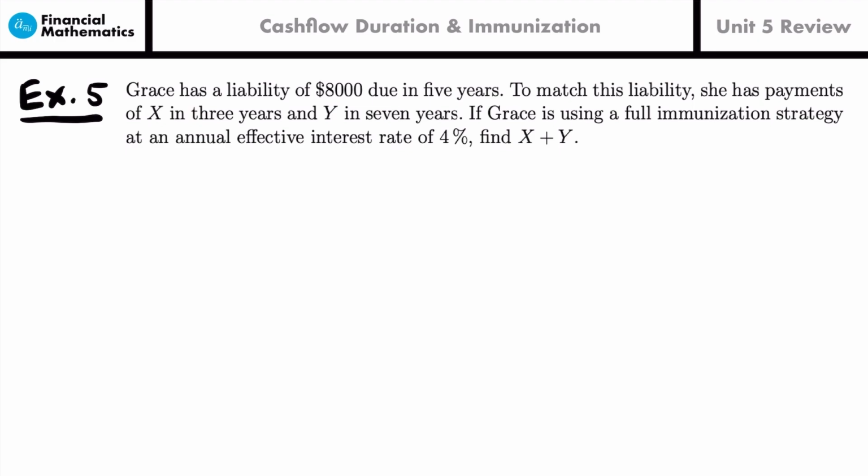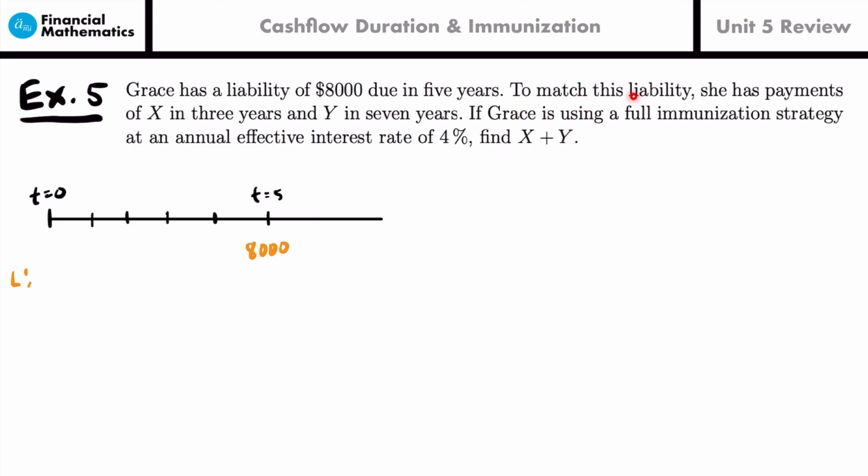Okay, so let's draw a timeline here. Mine will look like this. This will be time equals 0. And we're told that Grace has a liability of $8,000 due in 5 years. Okay, so I am going to start with the liability. I do like to put liabilities below the timeline. So the liabilities will go down here. And so this will be time 1, 2, 3, 4, 5. This will be time equals 5, which is where that $8,000 is due.